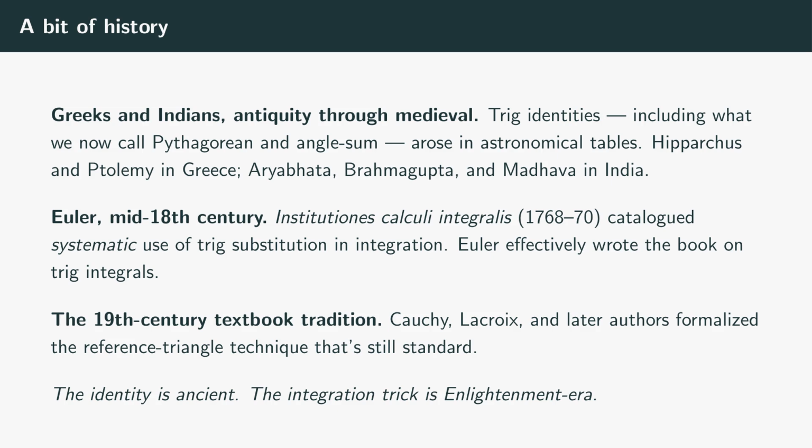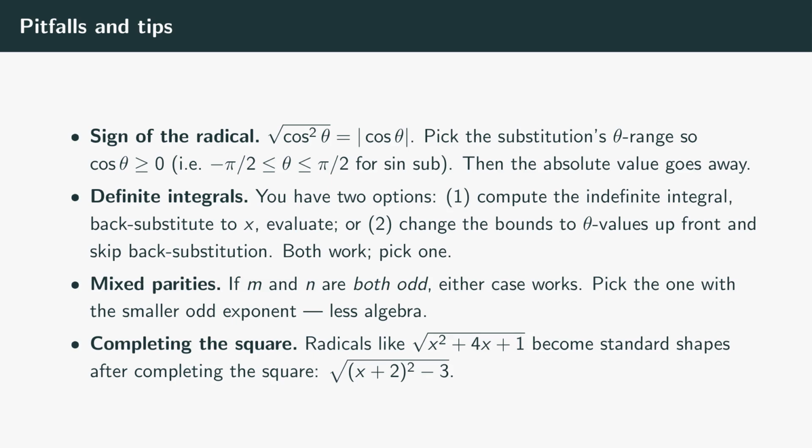4 practical notes. First, when you take the square root of cosine squared theta, that's technically the absolute value of cosine theta, not just cosine theta. We almost always drop the absolute value silently. We can do that because the standard theta range for the sine substitution is negative pi over 2 to pi over 2, on which cosine is non-negative. Similarly for the other subs, choose the right theta interval and the absolute values disappear. The textbooks rarely mention this, but it's why the calculation works.